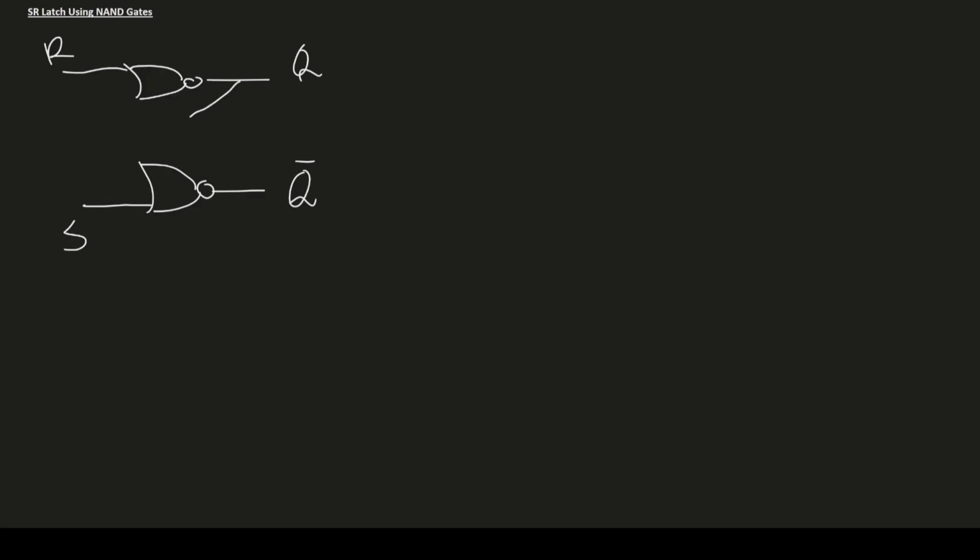The circuit using NOR gates had two NOR gates. One will output the Q state, and another one will output the Q bar state, which is the complement of Q. The one that outputs the Q state has one of its inputs as the reset, and the one that outputs the Q bar has one of its inputs as the set. Then Q will be another input for the bottom NOR gate, and Q bar will be the input of the top NOR gate.